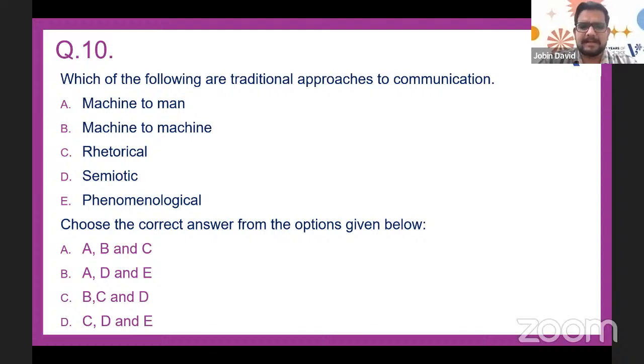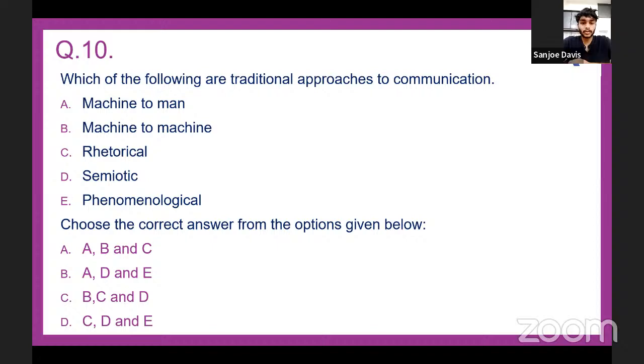So when we think about machine to man, you know what is machine to man. When I'm giving things to this computer, it replies back to me. And machine to machine also, you know, that will not be a traditional approach, right? So C, D, and E are obviously traditional approaches from the earlier times. Machine is related with the 2000s or the latest century. So what is the option that you have, Sanjo? Option D, sir.